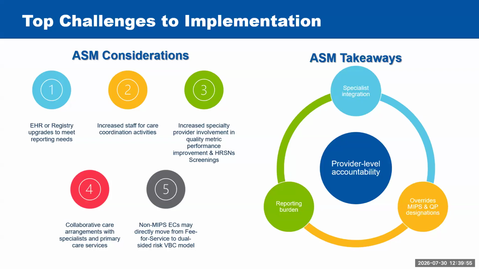I think the biggest one that everyone has questions about, and we'll have some challenges with, are those collaborative care arrangements between specialty providers and primary care services. Success in ASM depends heavily on communication, coordination, and clear expectations among care teams. And this is just another layer of that. Building these relationships and documenting responsibilities and ensuring information flows efficiently across providers may be one of the most significant operational changes associated with any value-based care model that we've seen.